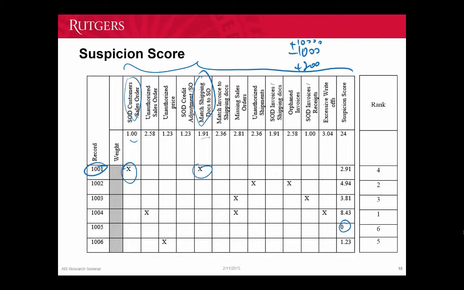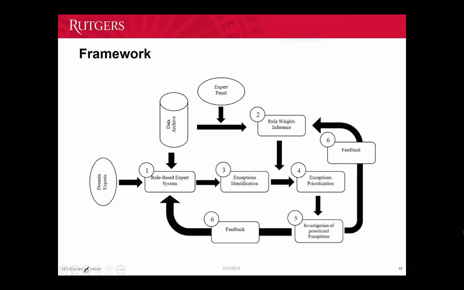It gets a score of 0. Looking at those ones, you see that this is the highest one. This one here, I'm sorry, 8.43. So this will be ranked as 1. This is the most suspicious case. So although you have all these cases, which ones are you going to look at first?